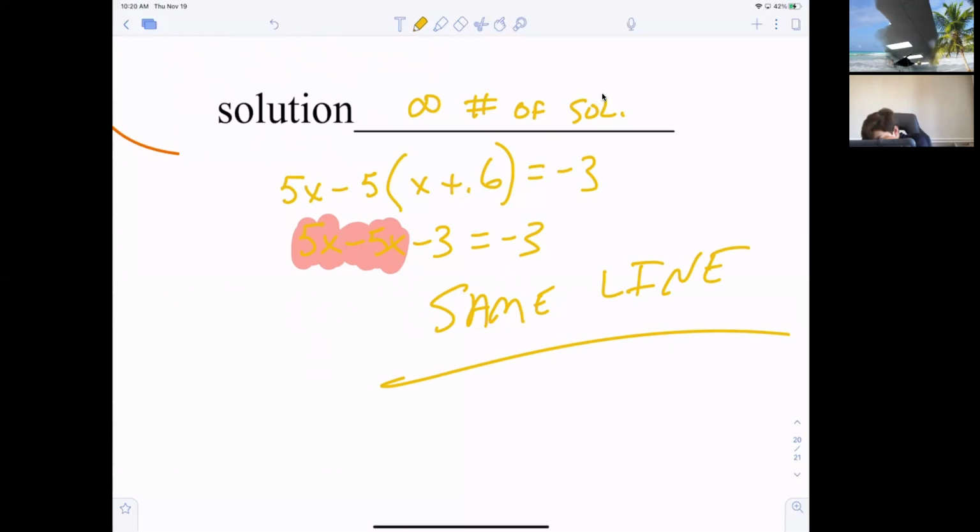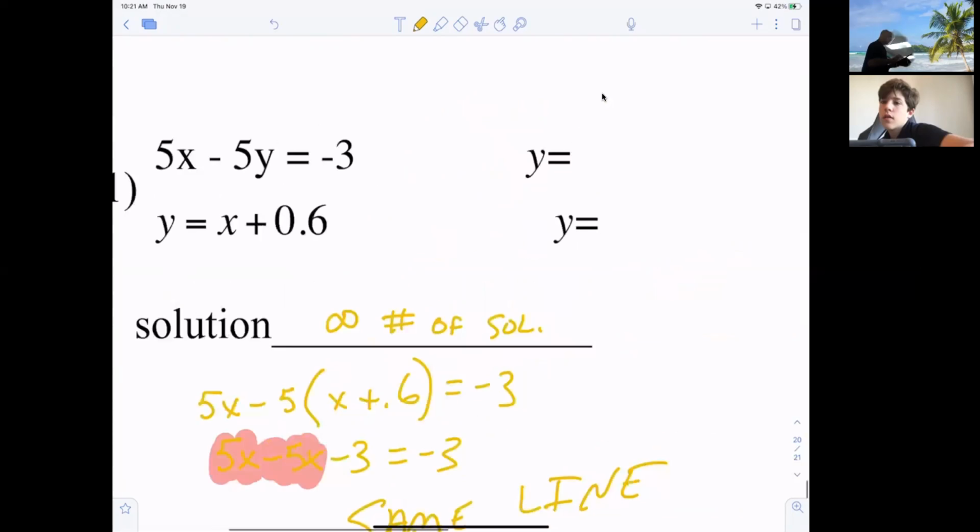So it's infinite if it's the same number, but then it's parallel if it's negative. It's a false statement. Okay. How do you do that? You ready? I'll show you. Again, it's not really a trick.